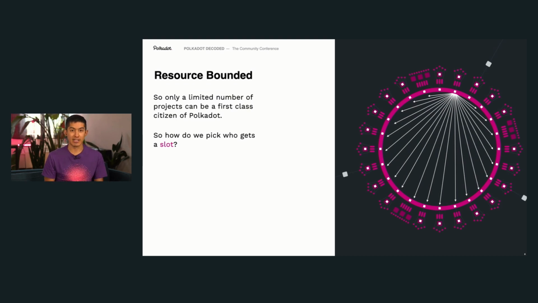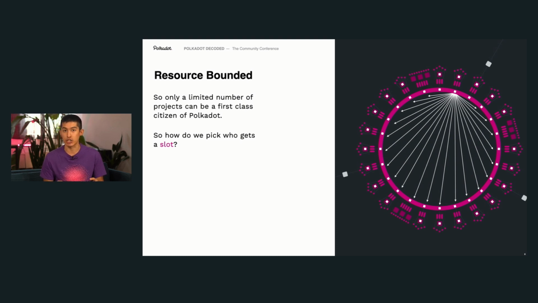But not everything is sunshine and rainbows. Unfortunately, even Polkadot has its own resource limitations. Adding new parachains to Polkadot is itself an exponential scaling problem. So there's really only a limited number of parachain slots we can actually give out and have run on the relay chain.